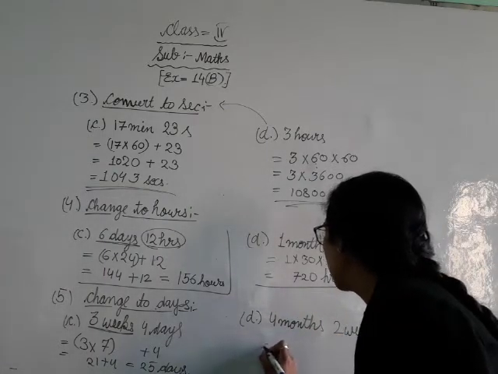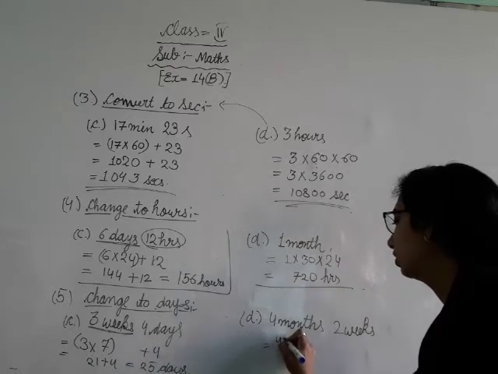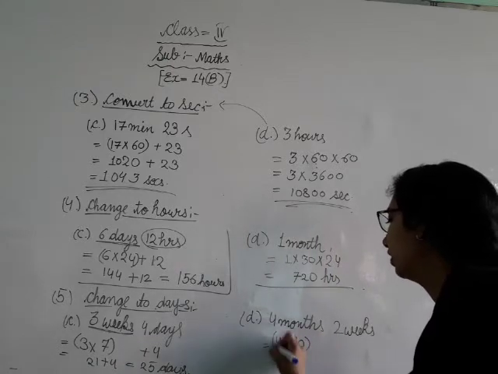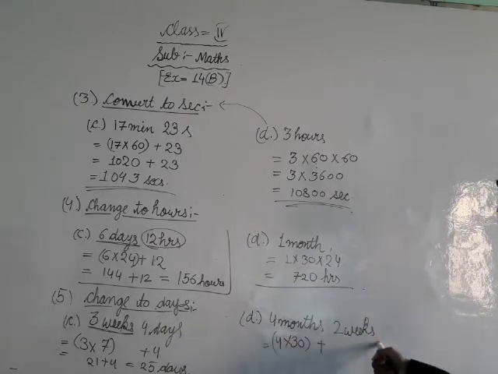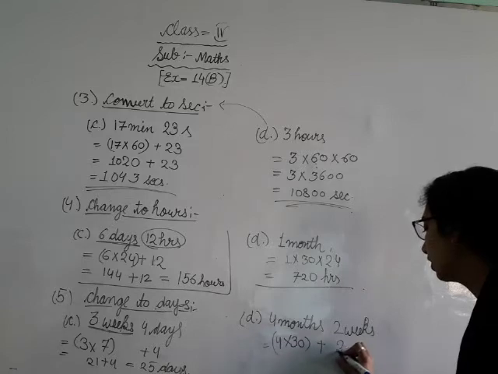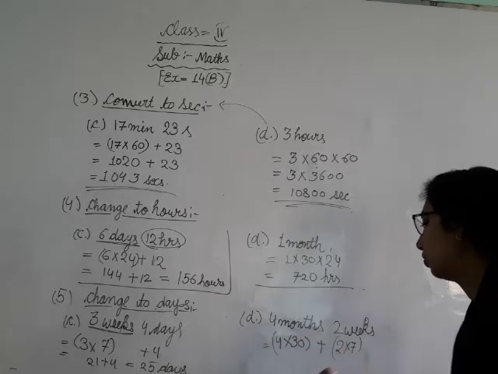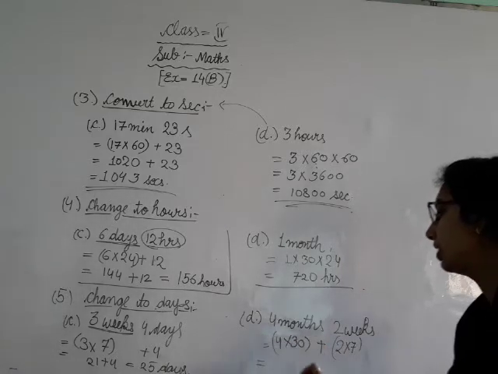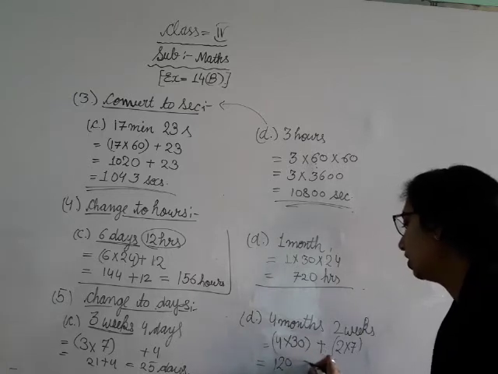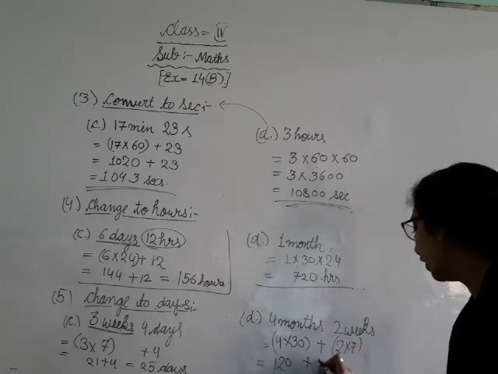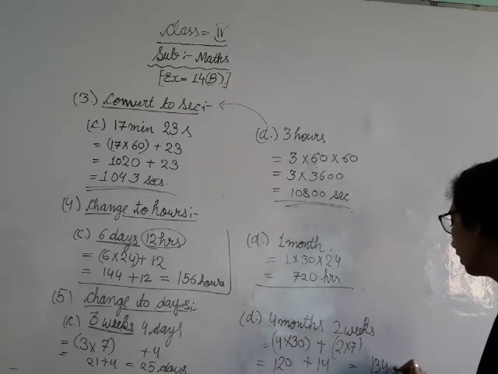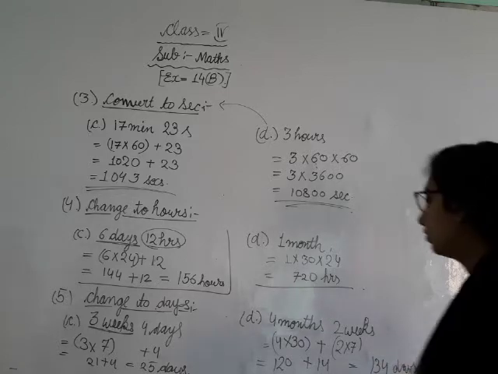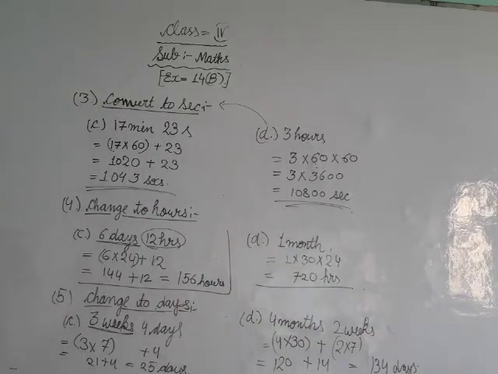Now, the last part of the fifth question is 4 months and 2 weeks. So how many days are there in a month? 30. Write it here. Add. This one also we have to change this time. So, 2 weeks. How many days in a week? 7. And in 2 weeks, 2 into 7. 4 3s are 12, 120 plus 7 2s are 14. If you add this, 134 days. Understood?